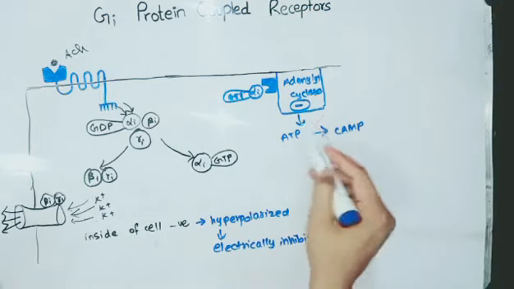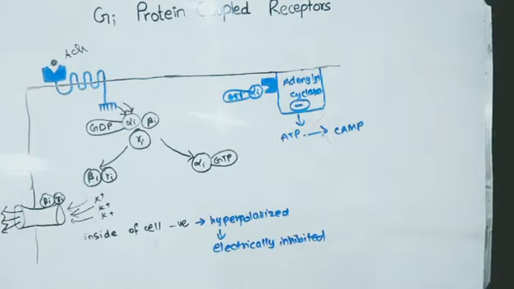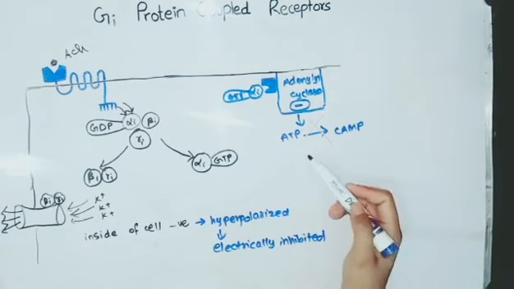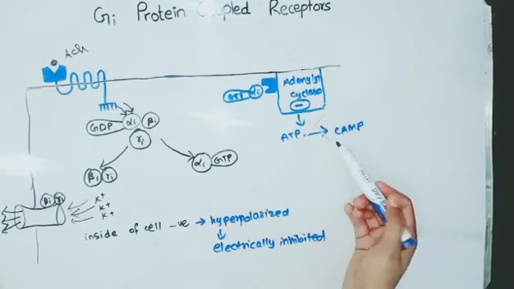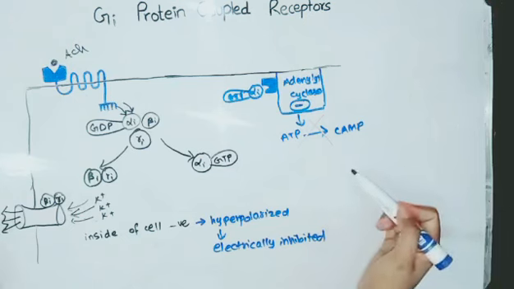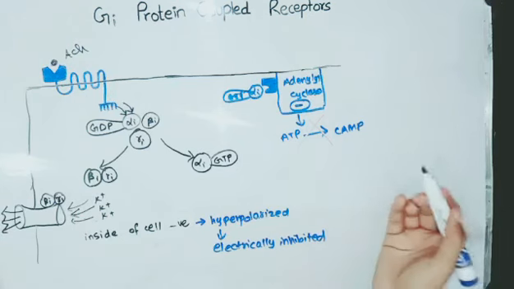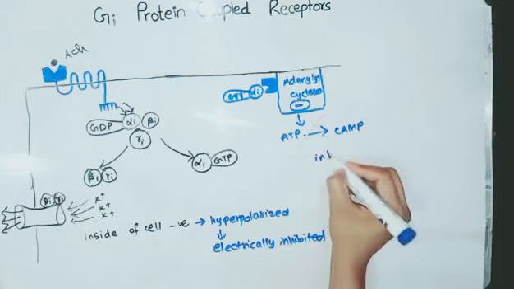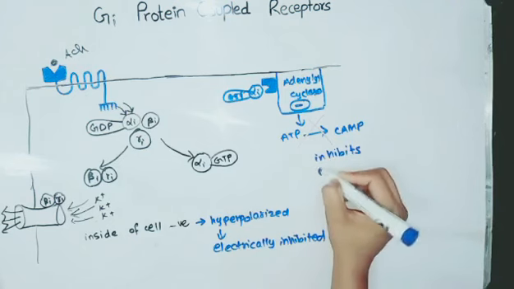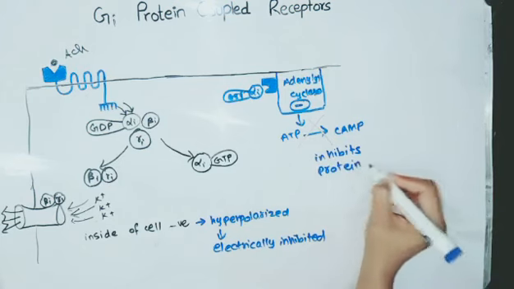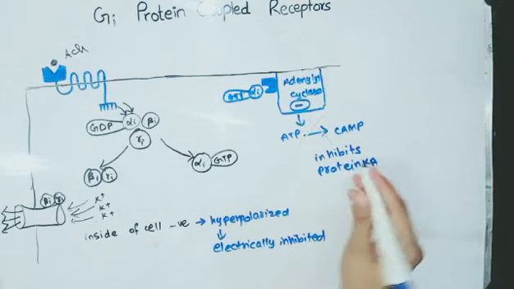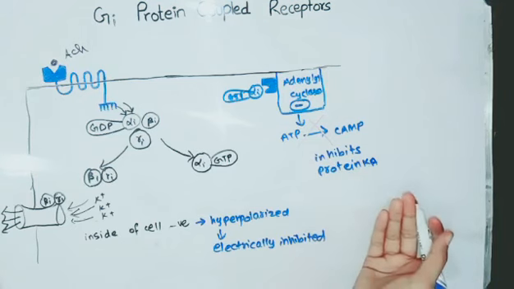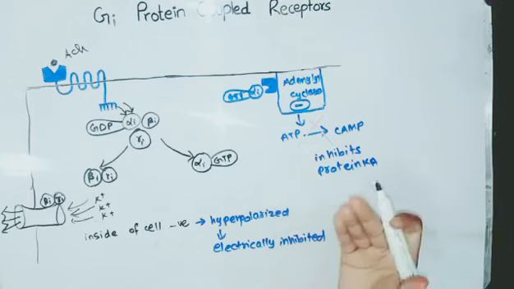And here our adenylyl cyclase is inhibited, and consequently it inhibits the protein kinase A system. Protein kinase A, and consequently there is no phosphorylation of different enzymes or proteins.